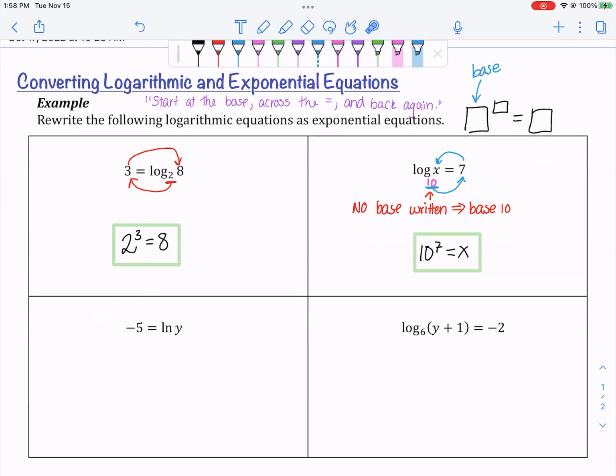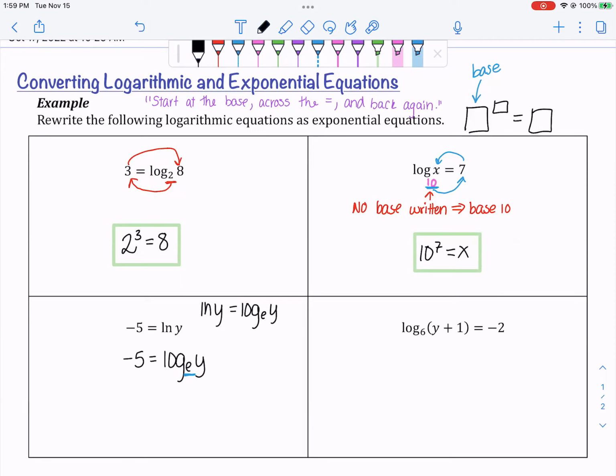Here we have ln. So ln is our natural base. So if you see ln y, this is log base e of y. ln is log base e. So I'm going to rewrite it as -5 is equal to log base e of y. E, remember, is that natural number, 2.71, blah, blah, blah, goes on forever. We talked about it in the exponential section.